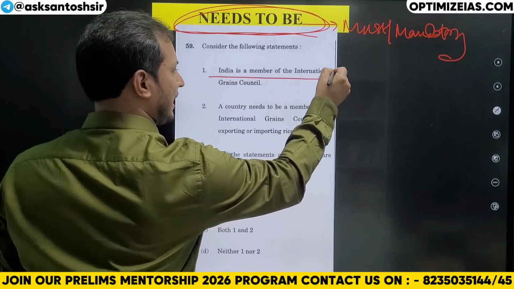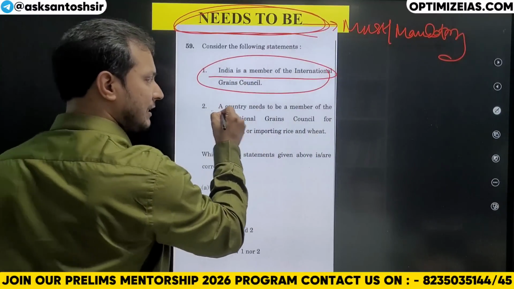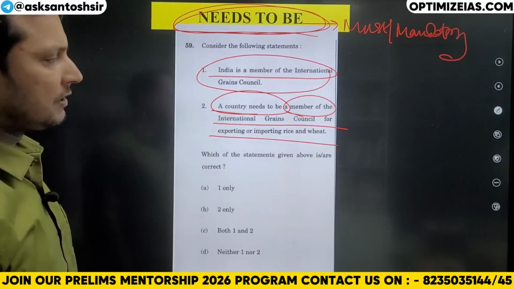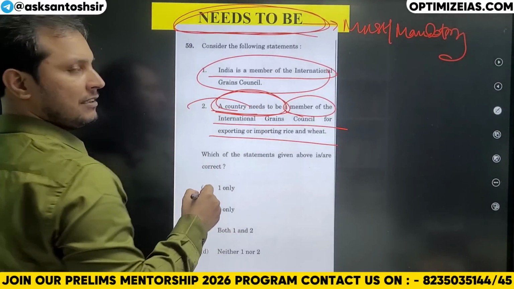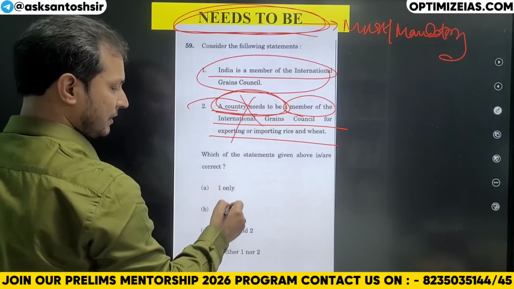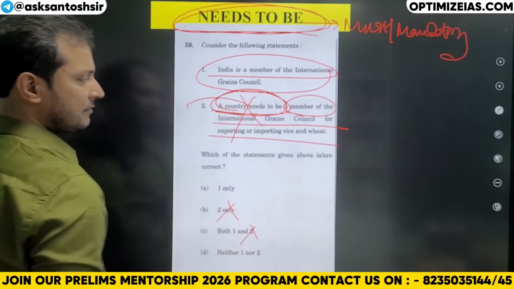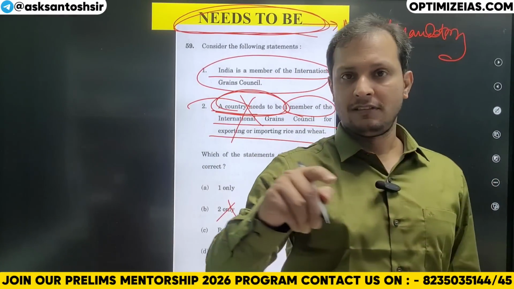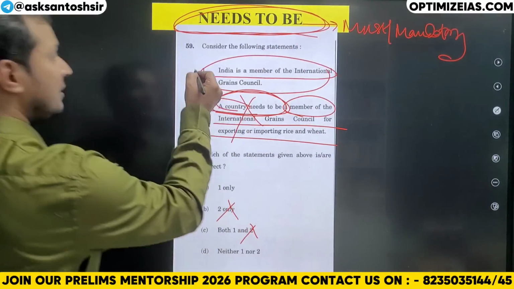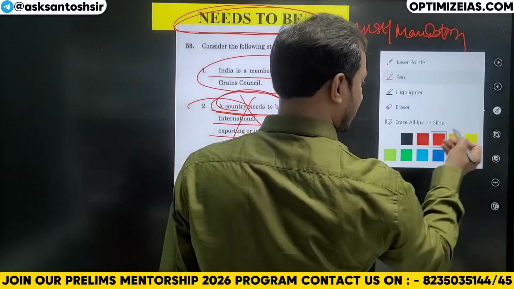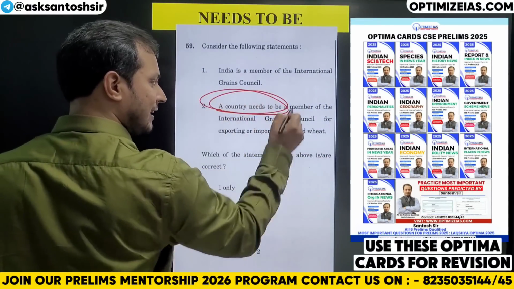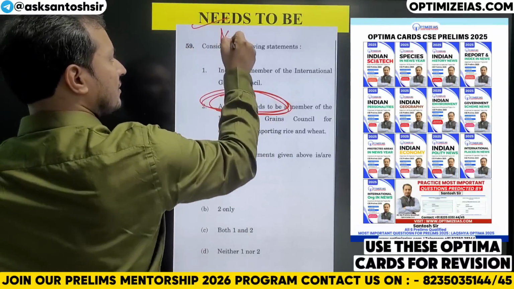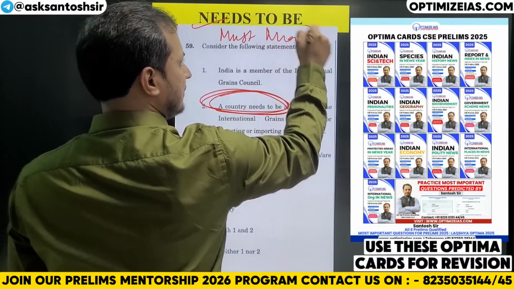India is a member of the International Grains Council. And the second statement: a country needs to be a member of the International Council for exporting and importing grains. "Need to be" means India must be, or a country must be. This is an incorrect statement. I hope you get it. A country needs to be, a country must. Same. They are playing with words, guys. I am telling you: need to be, must, mandatory.